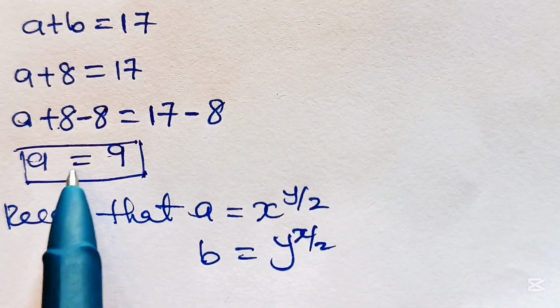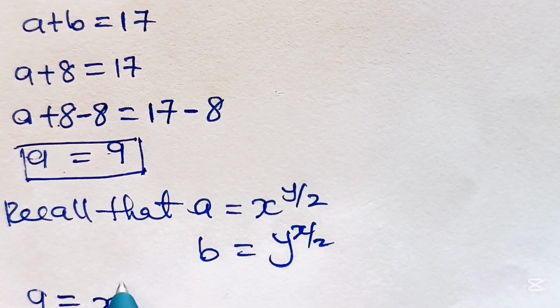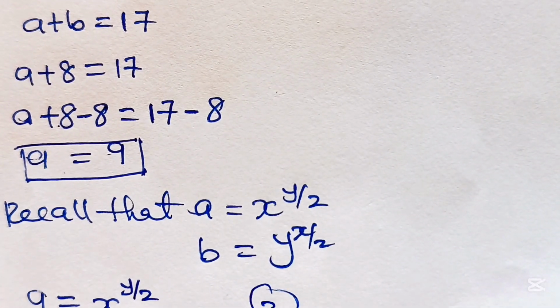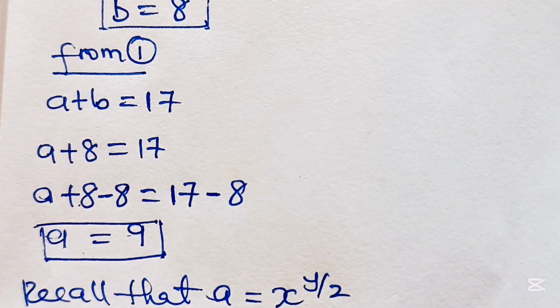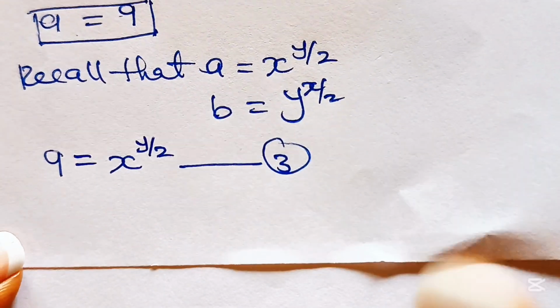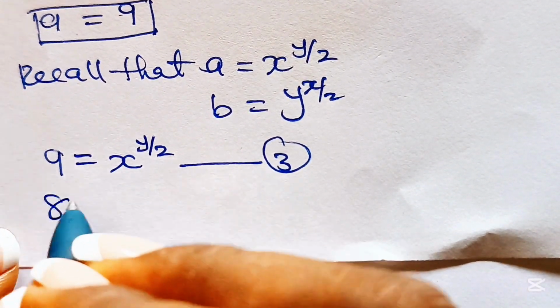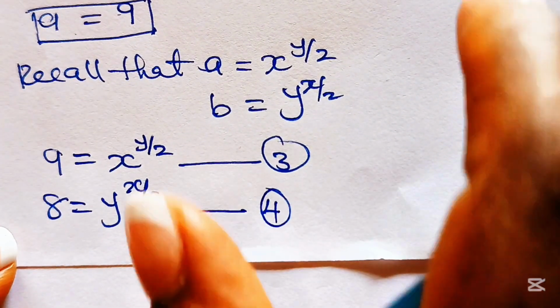Remember that our A is equal to 9. So we can write that 9 is equal to x to the power of y over 2. All right. Now let's call this equation 3. And our B is equal to 8. You can see that here. So we can write that 8 is equal to y to the power of x over 2. Let's call this equation 4.